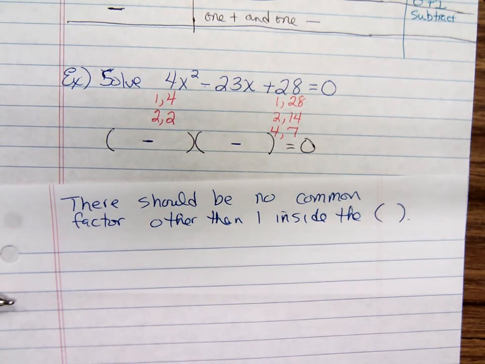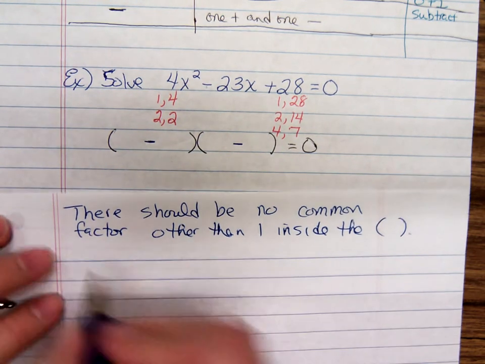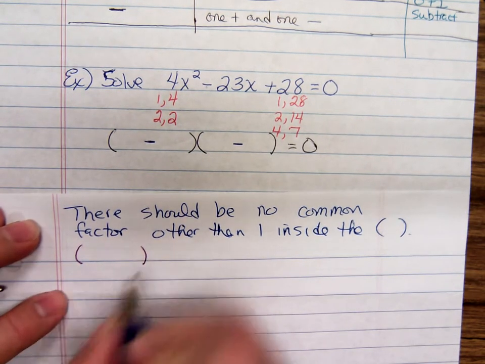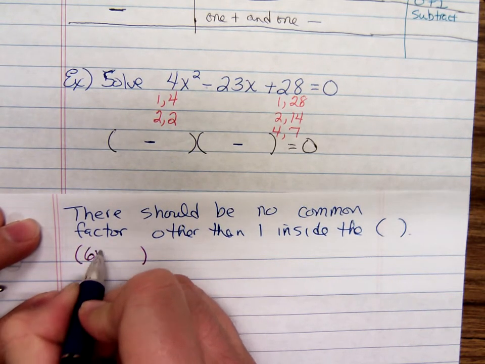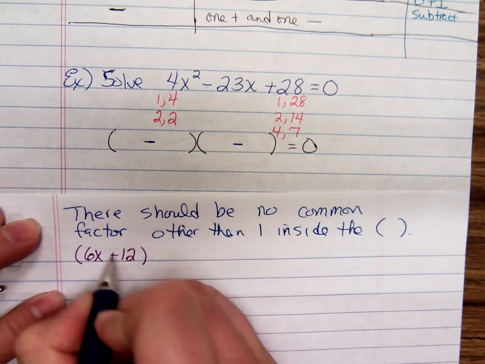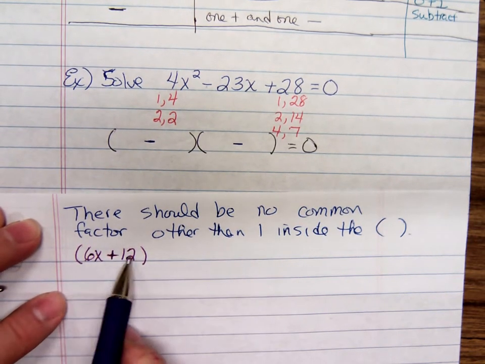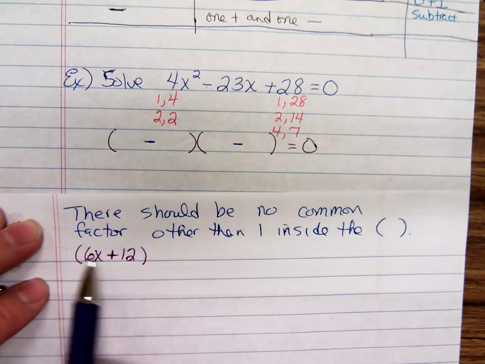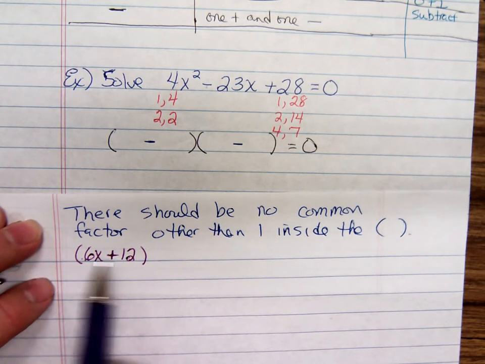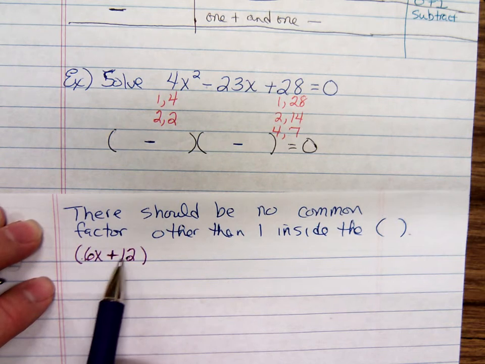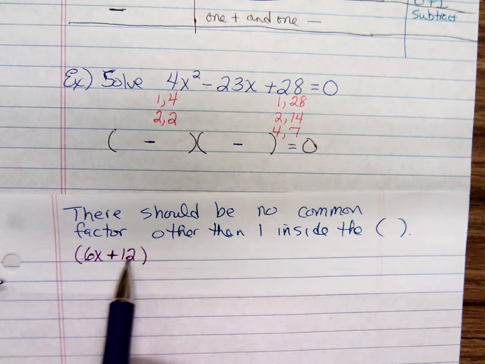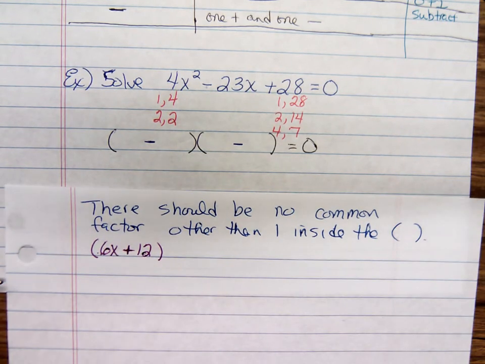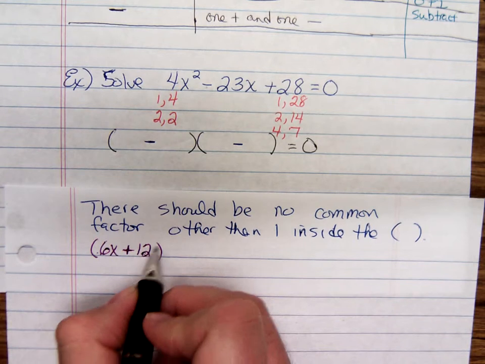That's a huge statement there. I'm just going to give you some examples. If you were factoring and you had something like 6x plus 12, you shouldn't have that inside the parentheses, because is there a number other than 1 that divides into both of these? Well, yeah, quite a few. 2 divides into both of them, 3 divides into both of them, 6 divides into both of them. You can't have that.